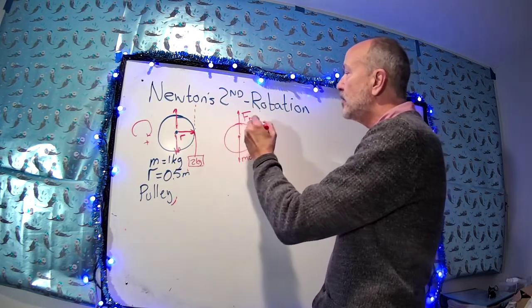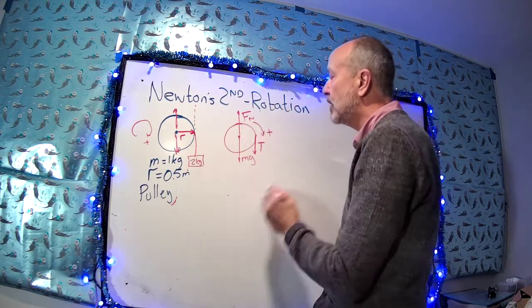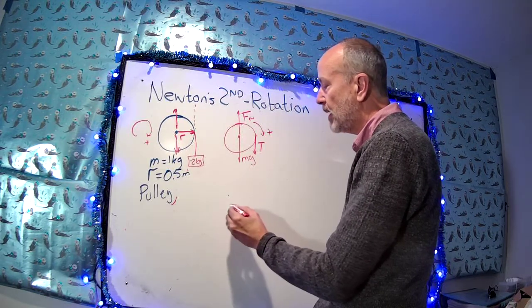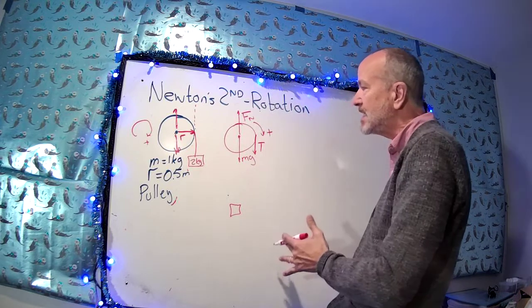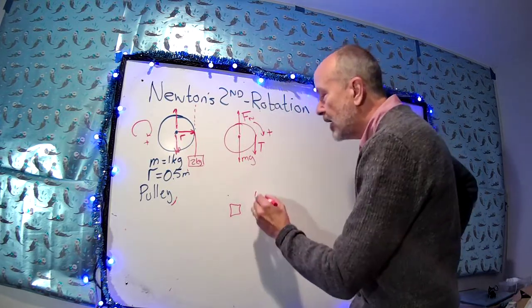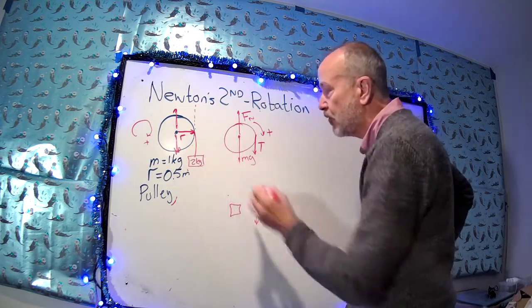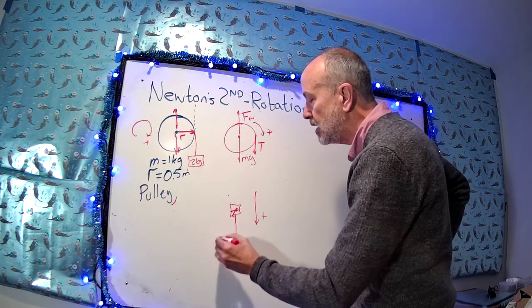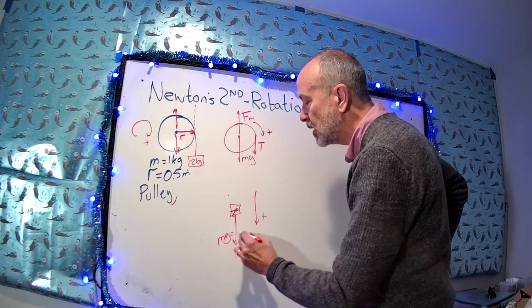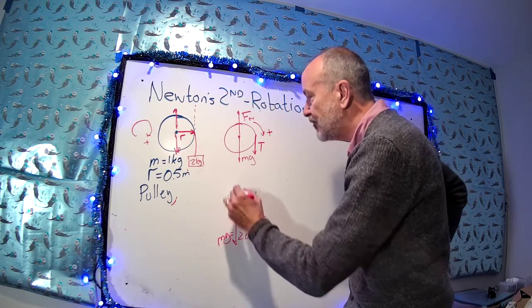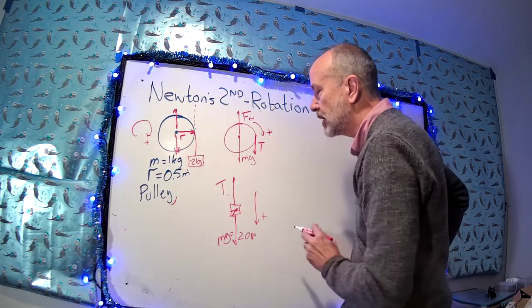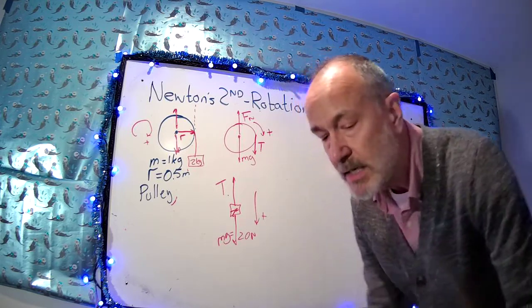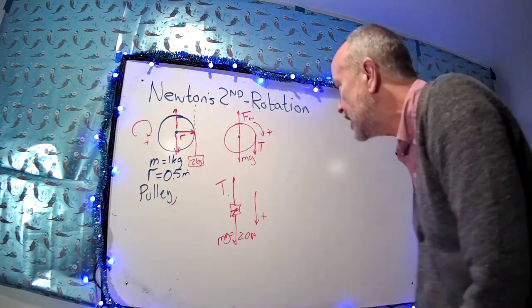I'm going to still pick this to be the positive direction. And if you remember when we did multiple body problems, we had to be consistent in our positive direction. So I'm going to pick down positive for the 2 kilogram object. And mg is 20 newtons and tension is up. Okay? And it's going to be less than 20 newtons if this thing is going to accelerate.